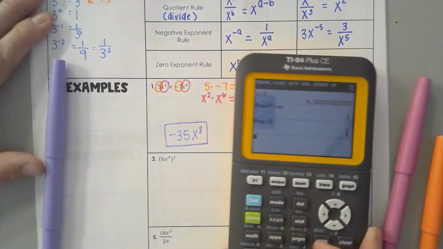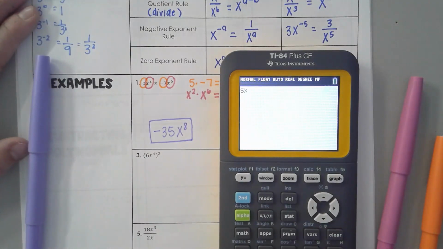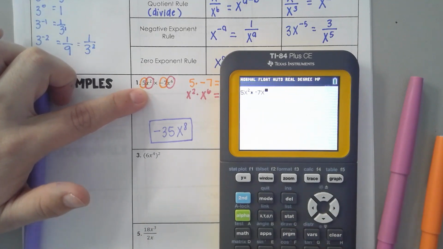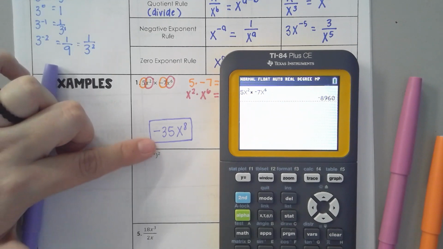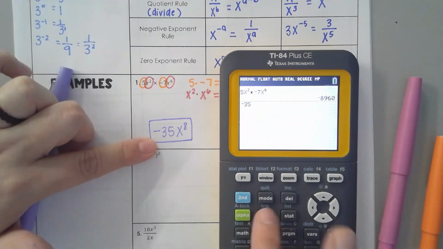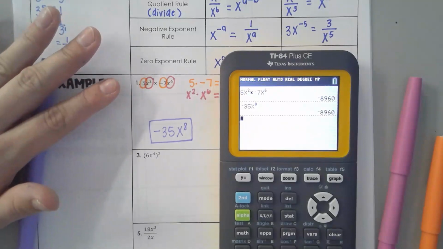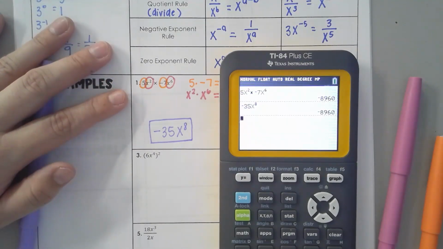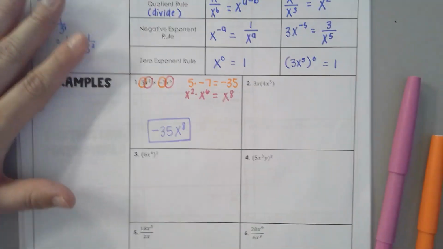And it's super easy to check your answer. You can type in 5x squared times negative 7x to the 6th and get some random number, and then type in your answer, negative 35x to the 8th. Do my two random numbers match? Yes. So that means I did it correct. Any questions?